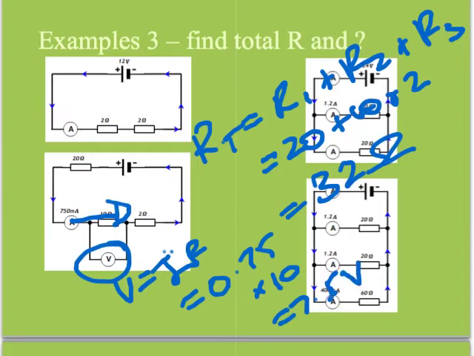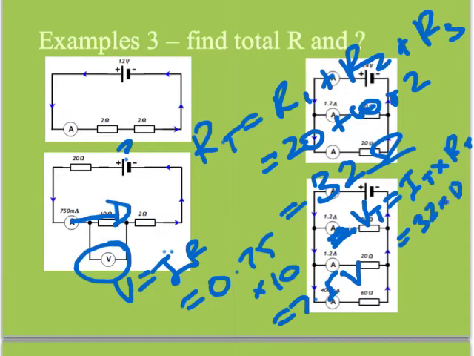Now, what's the total voltage there? Okay, well, if it's 7.5 there, you could actually just do that current multiplied by the total resistance to give you 24 volts. Okay, so V total equals I total times R total, so that will be 32 times 0.75, 24 volts.